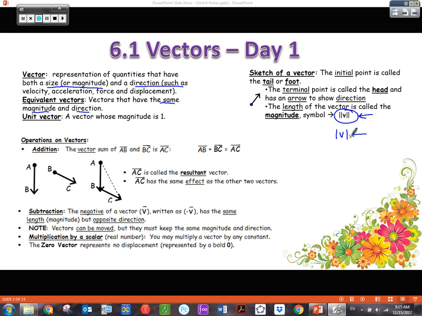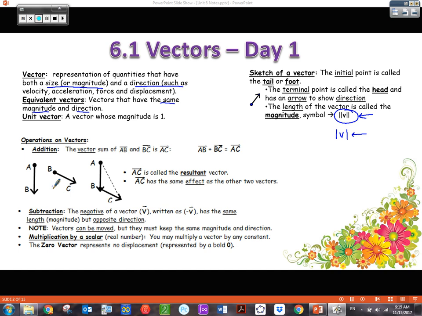So operations on vectors. We can add vectors together. We can subtract vectors. We're going to do that graphically today. We're not going to do that algebraically. We'll do the algebraic forms tomorrow. So what does it look like to add vector AB and BC? Okay, so if this is vector AB, see it has a definite beginning and a definite ending. This is vector BC.